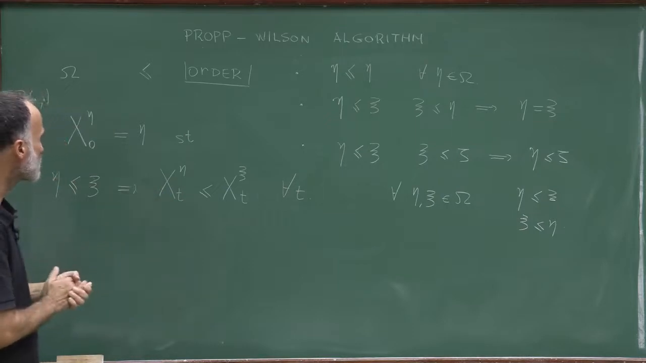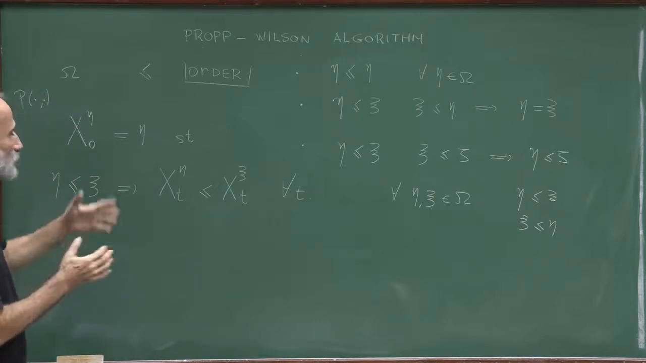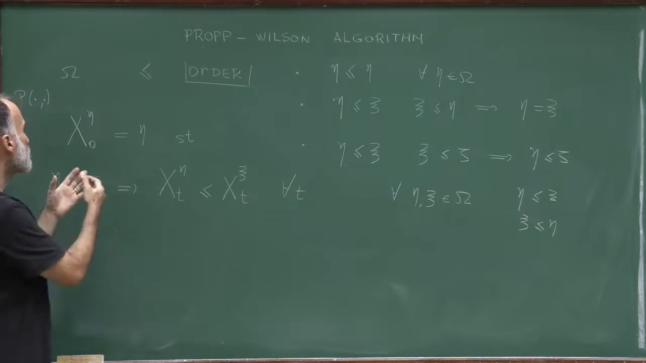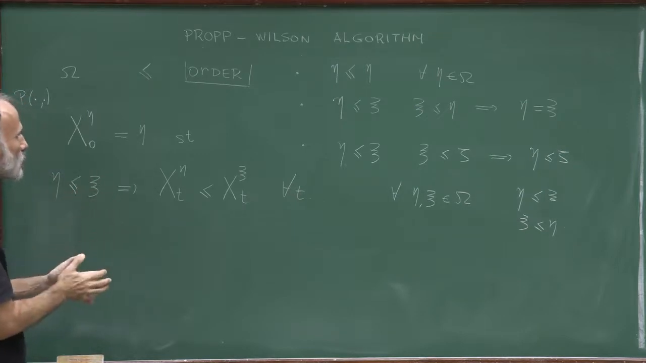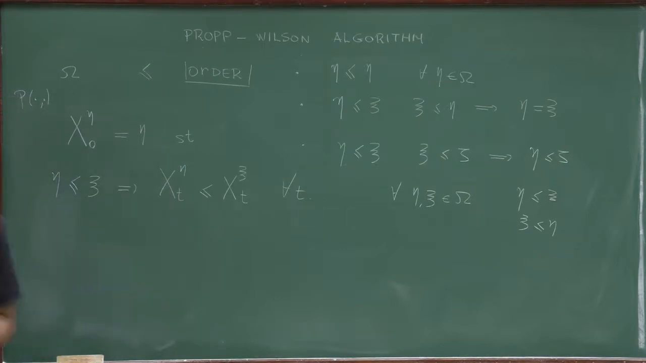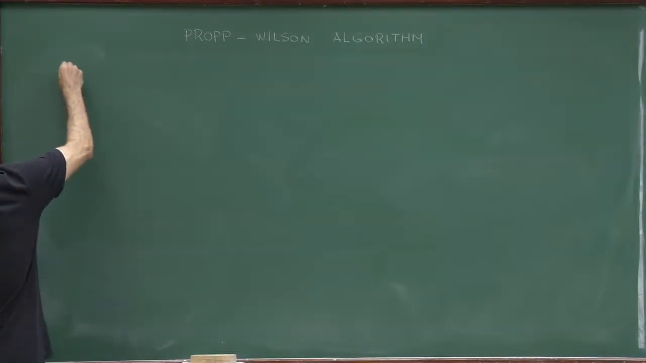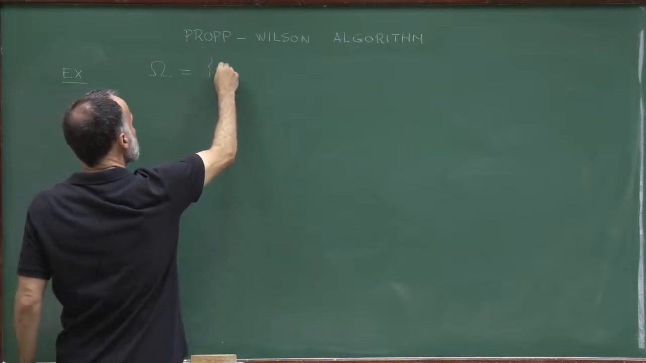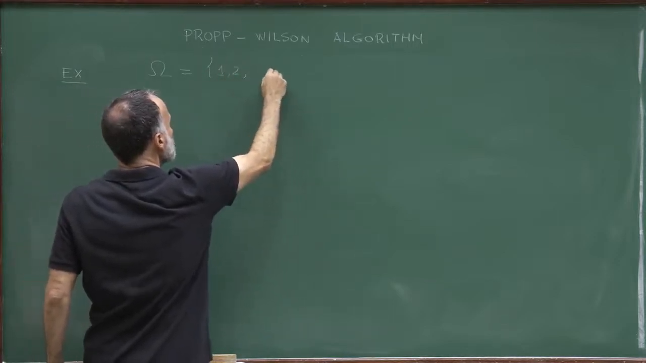So I want to give you an example of a Markov chain on a totally ordered set, and define a coupling which keeps the order of this Markov chain. So here is the example. This is a totally ordered set, omega, let's say equal to 1 to m.